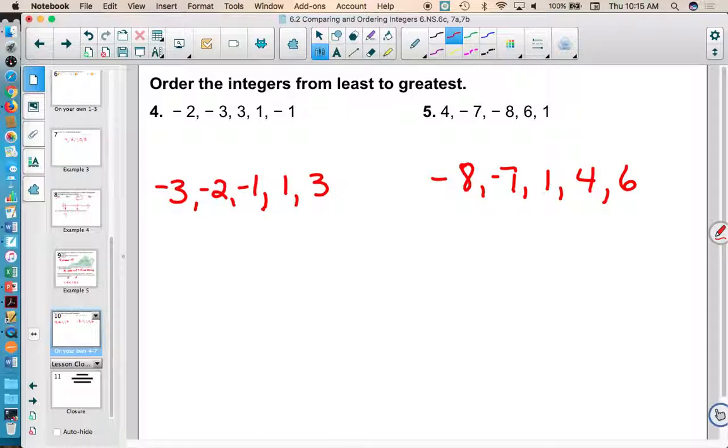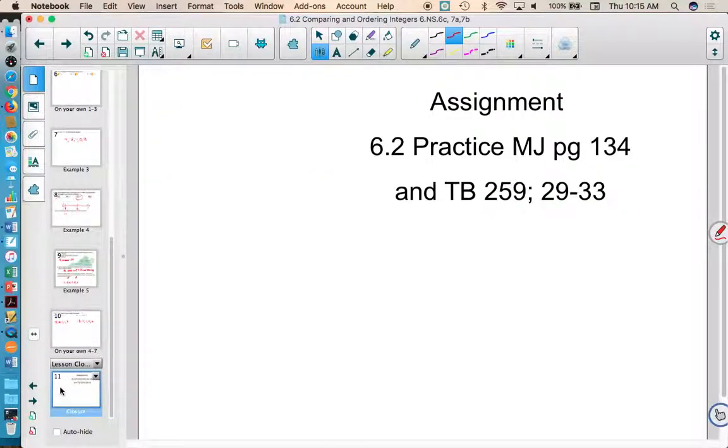Okay? So which is larger, negative 8 or 6? Which is larger, Talon? 6. Good. Guess what? There's your assignment.